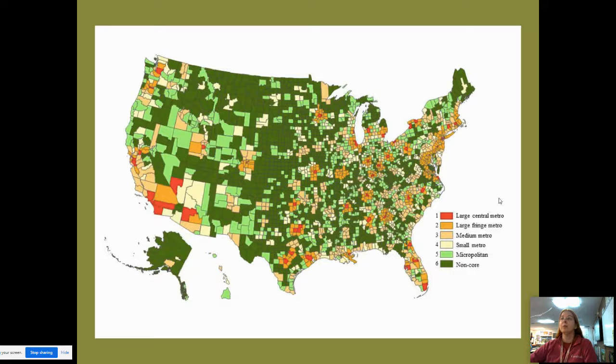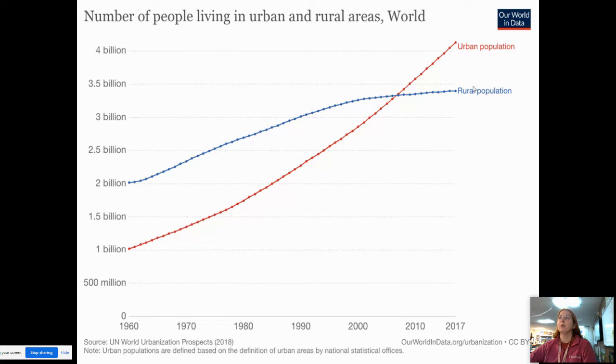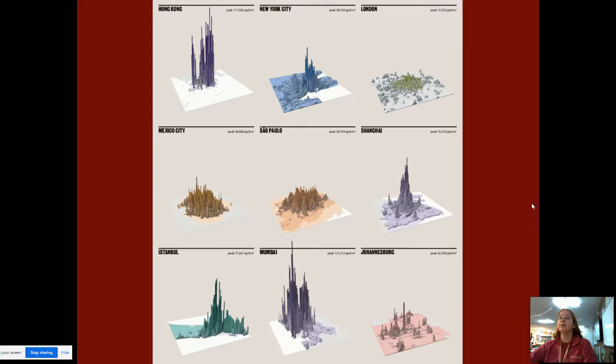Here are some cool pictures. Here we have our large central metro areas, and then our fringe metro, and then medium, small areas, and then nobody lives there. Here we have the number of people in urban versus rural. So more cities, less rural over time. Here is a really cool one: the higher the little peak goes, the more people live in that area. So it's a neat little visual of how many people live in the cities.